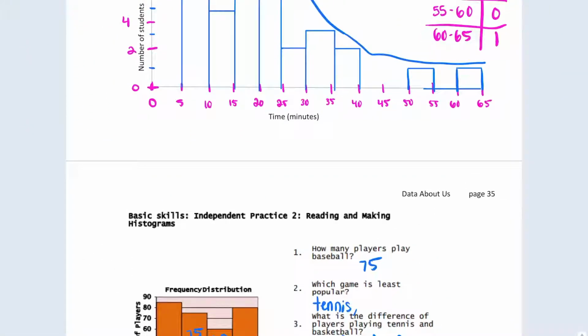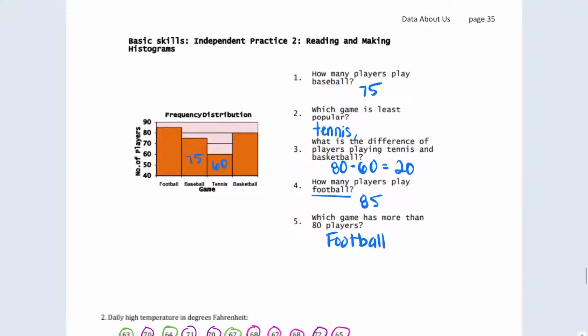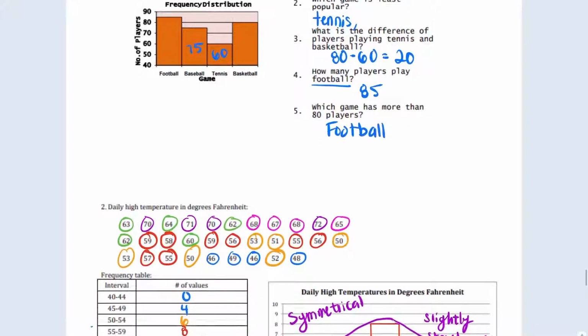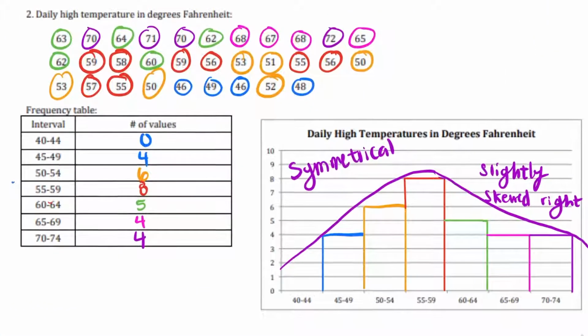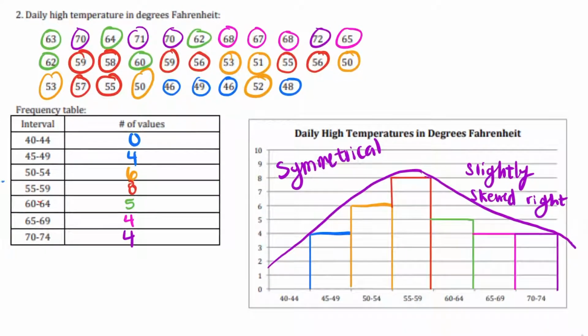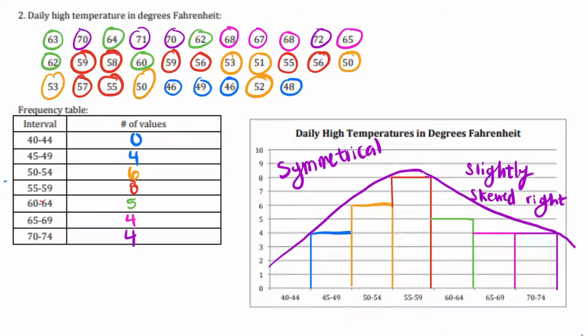All right. Hopefully, you guys finished your histograms. So take a look. This is what we should have here. So notice the shape of this distribution. I'd say it's definitely more symmetrical.